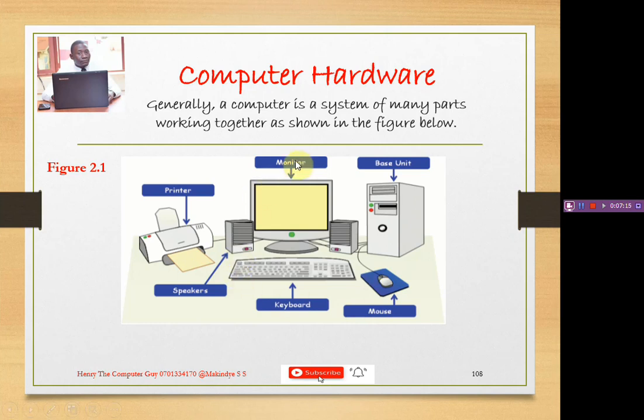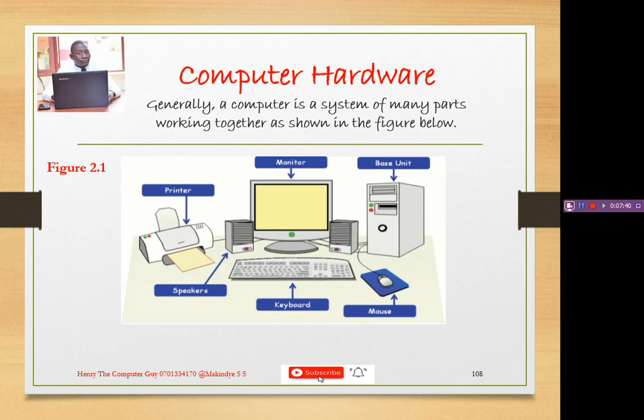Here we have our monitor. We have our base unit, or the system unit, or the system case. It houses components, as we said earlier, like the motherboard, the power supply, the random access memory, and others. We have some speakers here. We have the mouse. We have the keyboard used to enter characters.